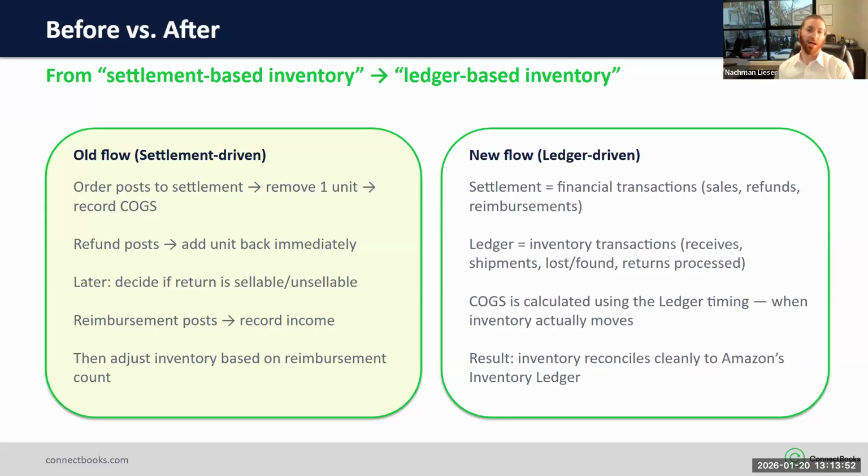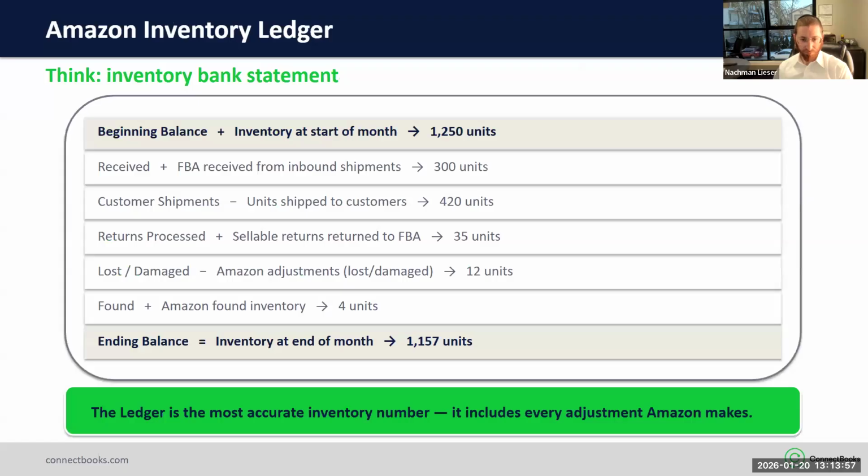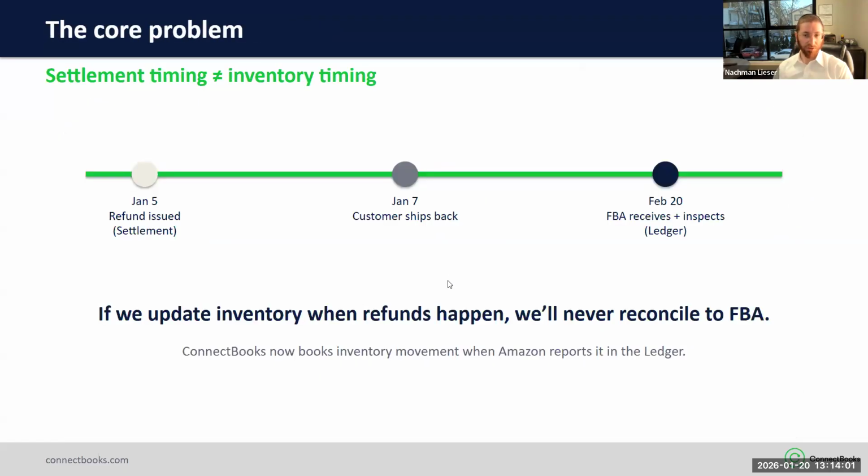You could reconcile against it. It has a beginning balance, it has an ending balance, and you can make sure things match. So this is how I showed you before on the other slide. Here's the example we spoke about.